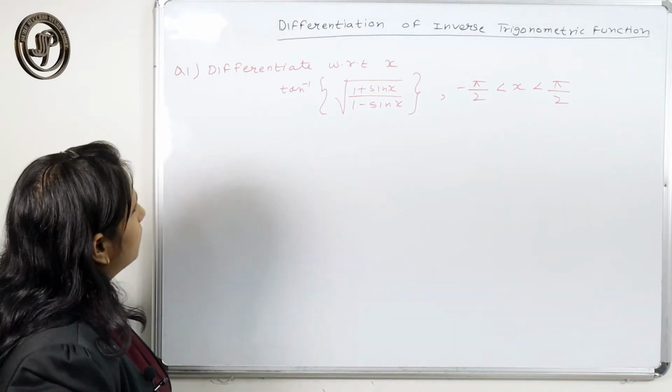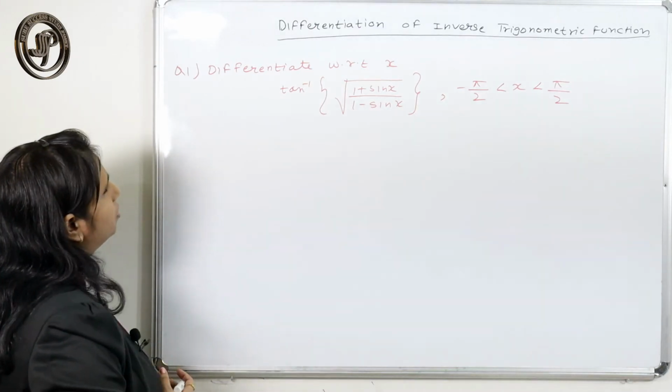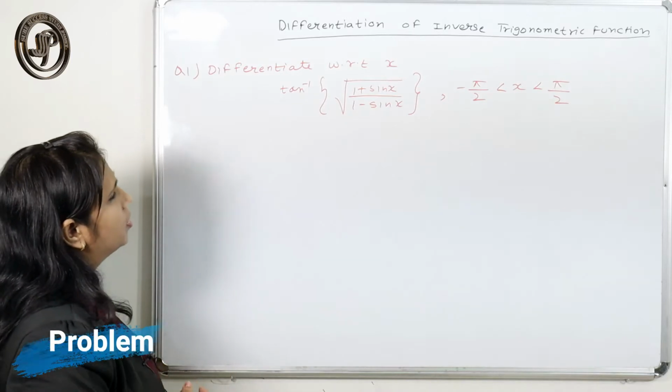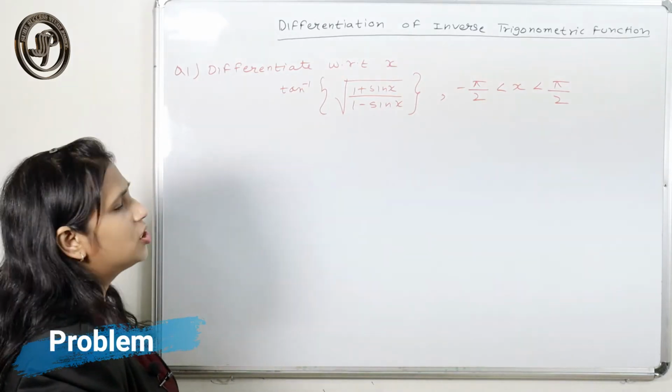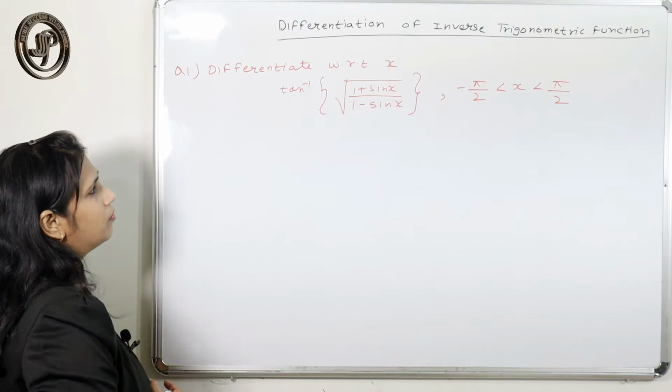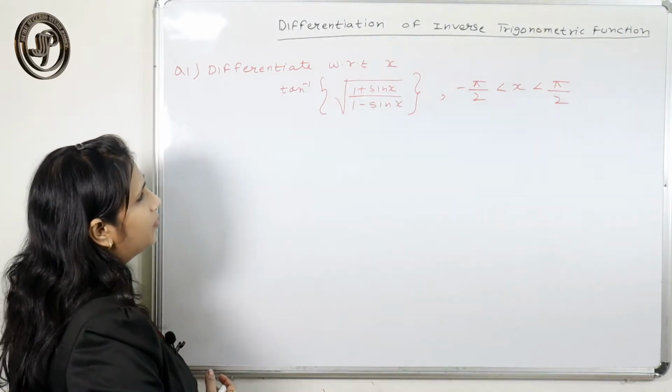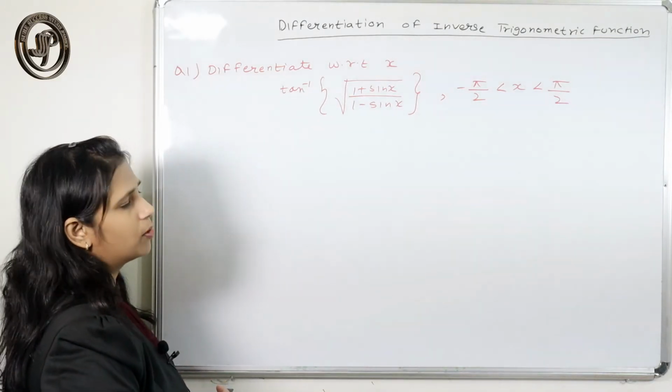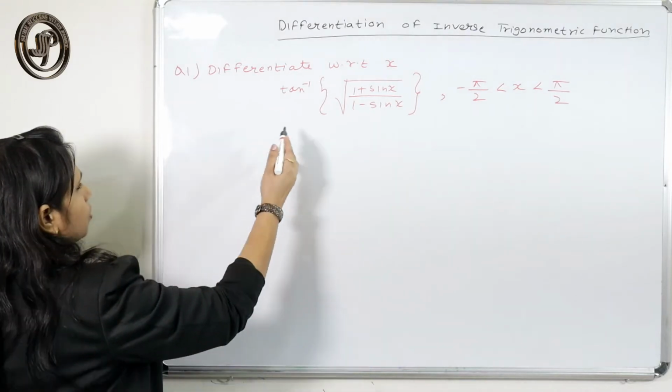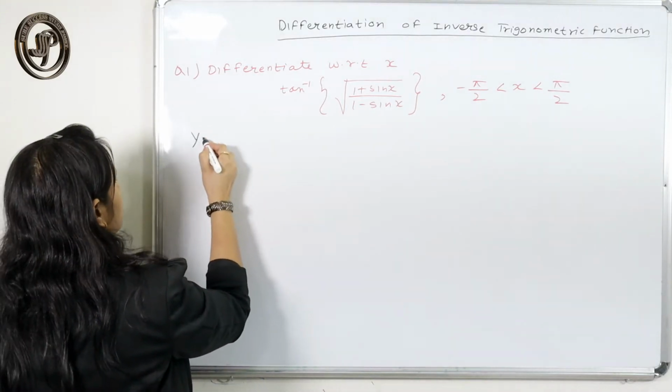So let's start with some questions. This is a question. We have to differentiate tan inverse under root 1 plus sin x upon 1 minus sin x, and the range of x is minus pi by 2 to pi by 2. So how can we solve this?